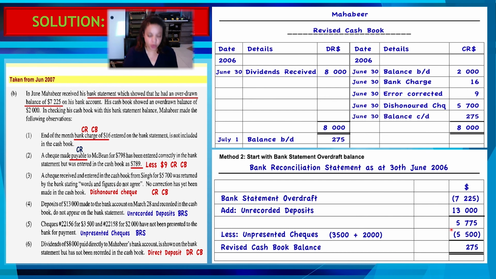Good. So just want to make sure that you guys understand this, that basically you follow the instructions. If they specifically ask you to start with the revised cash book balance, that is what you have to do. If they ask you to start with the bank statement balance, that is what you have to do. If they are specific and they give you that requirement and you do not follow, you are not going to get the marks. If they do not specify which one to start with, your choice. Knock yourself out. All right?